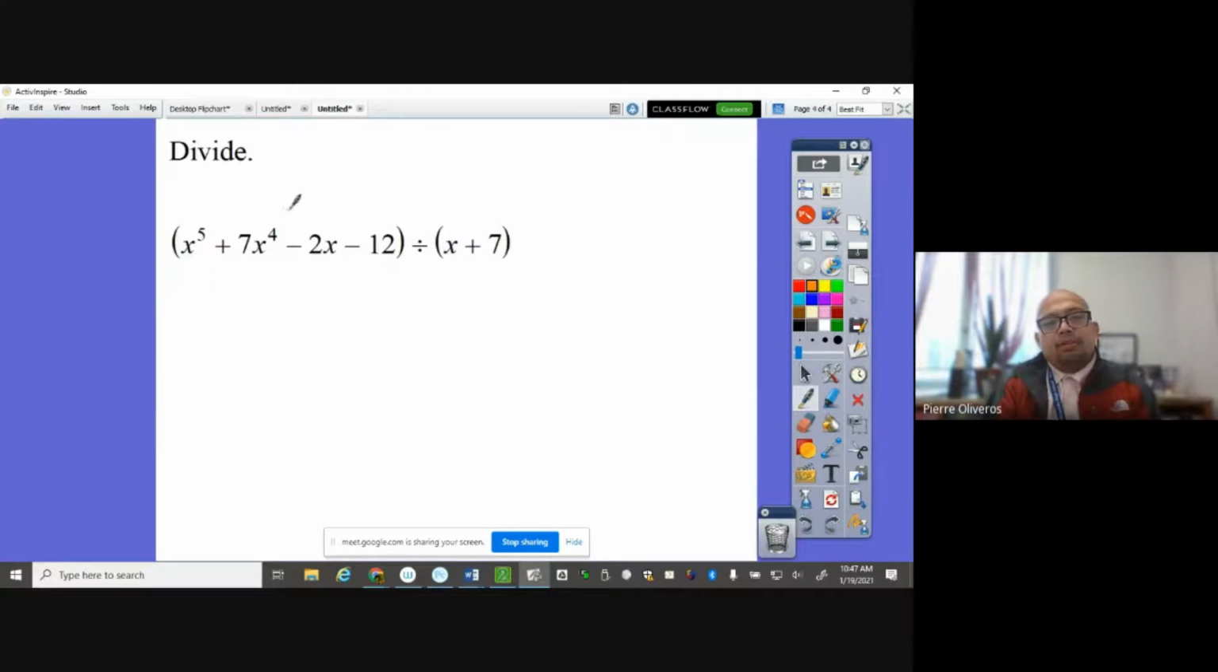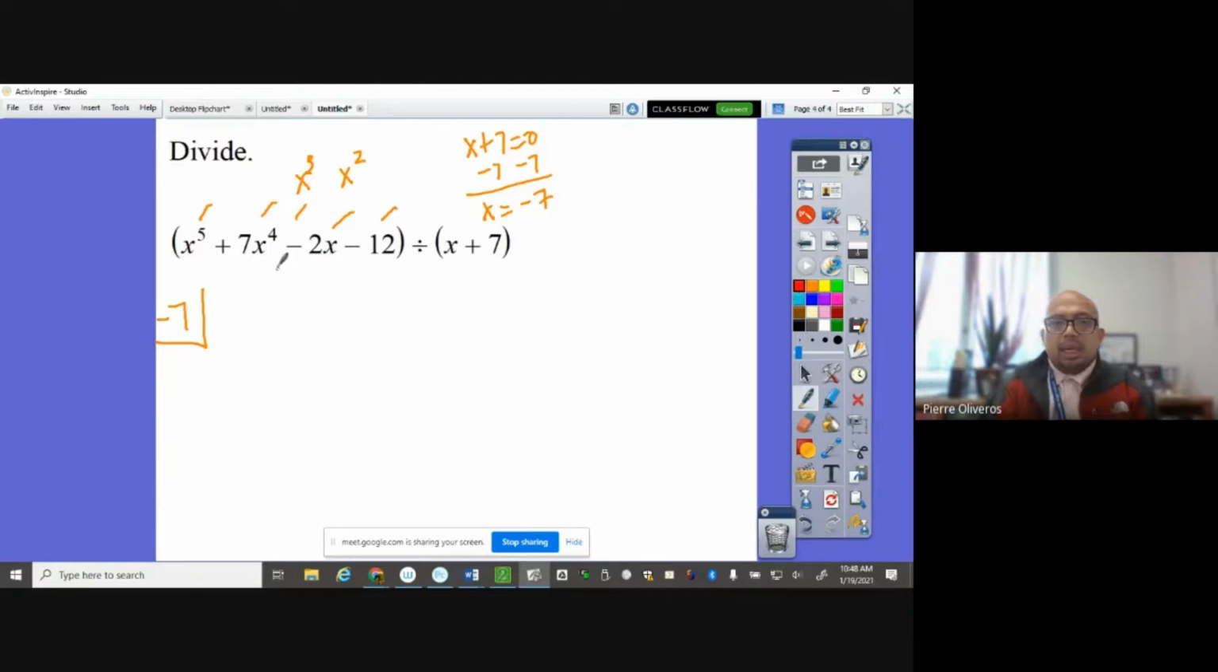Divide x to the fifth plus 7x fourth minus 2x minus 12 by x plus 7. Again, we're going to work on the in-house number, x plus 7 equals 0. That's obvious to be x is equal to negative 7. So the number inside the box is going to be negative 7. And now let's write the coefficient here. But before we write coefficient, look if it's standard form. 5, 4, blank. There's no x3. There's no x2. Negative 2x minus 12.